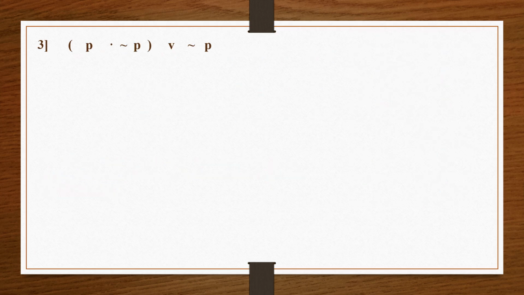I will take the third example. What type of statement is this? Here the main connective is wedge. That is, it is a disjunctive proposition. Okay. So we are going to write F below the main connective, that is below wedge, and mark it with a star.